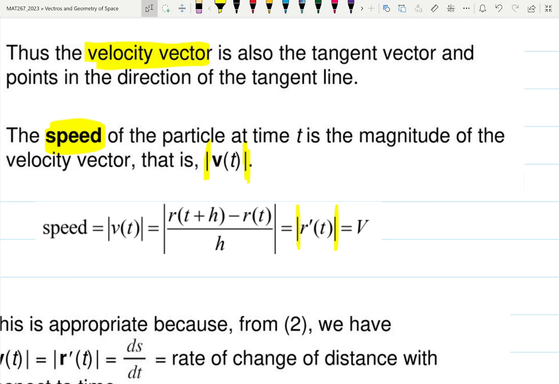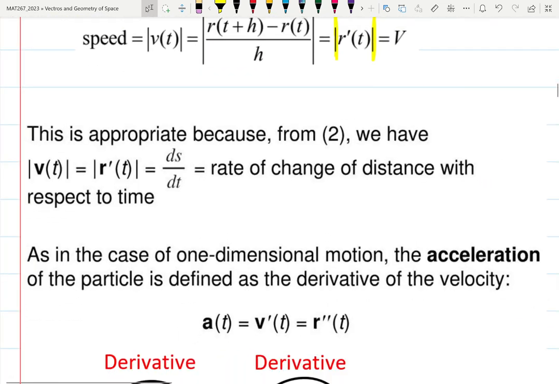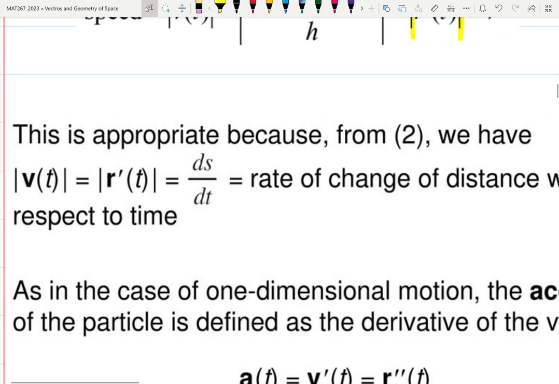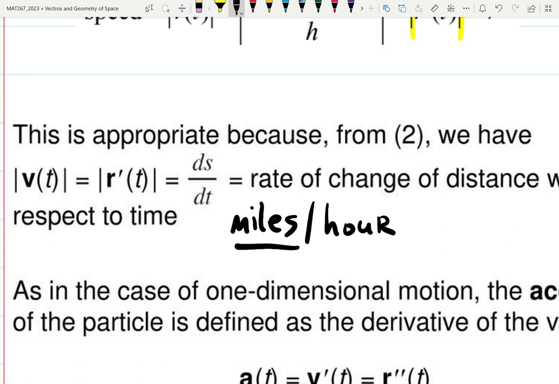This is appropriate because we have this definition that v is ds over dt, the rate of change of distance with respect to time. Again, 50 miles, s is distance in miles, per hour, t is time. Make sense? Miles per hour. Per means derivative. This slash is per. Per means derivative. Miles per hour.